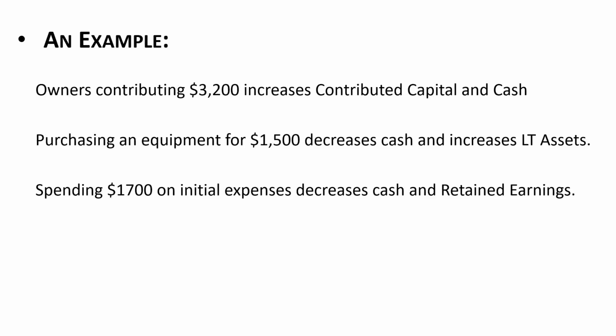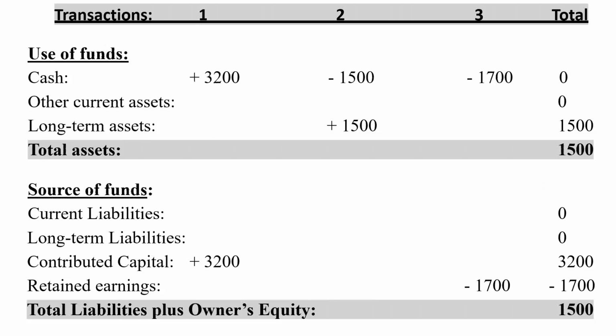Spending $1,700 on initial expenses, things like legal fees. So again, cash is decreasing. You're paying it. Then the corresponding entry is a cost you are incurring that is gone. So it's going to really bring your earnings down, which finally is going to bring your retained earnings down. So let's see how they work.